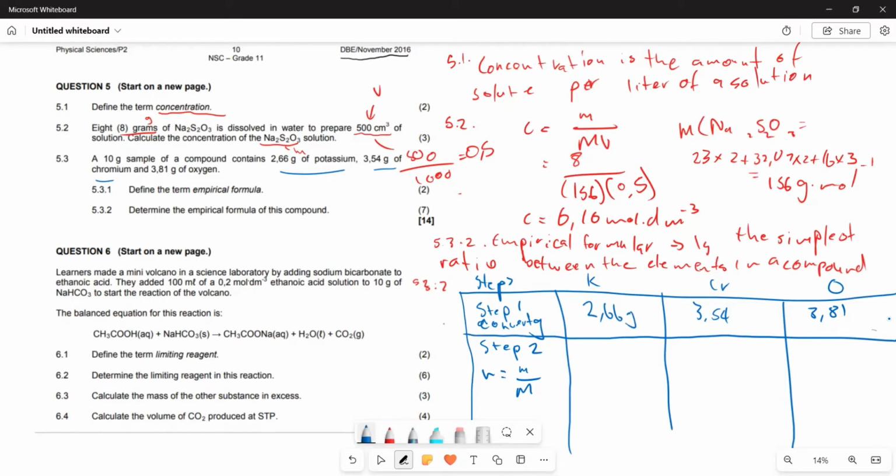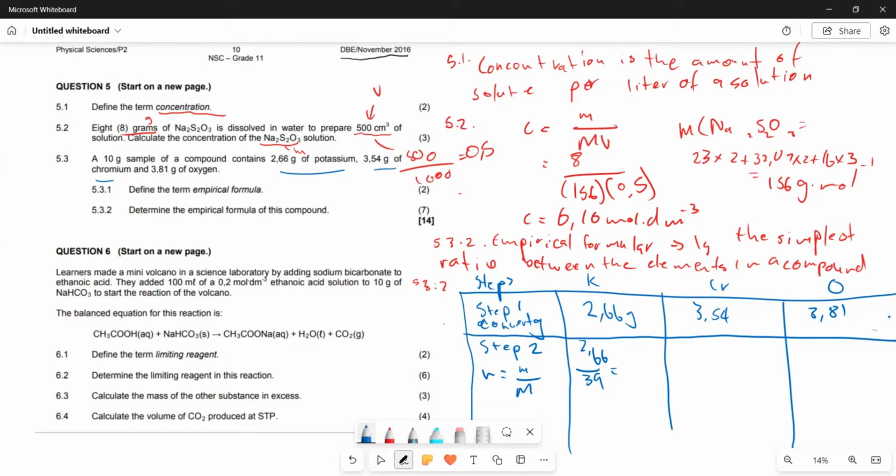So now what are you given here? The mass that you are given here is 2.66 grams over the molar mass of your potassium. We know that potassium is number 19, and its mass is going to be 39, right? So here this is going to be your 39. And when you say 2.66 divided by 39, let's see.